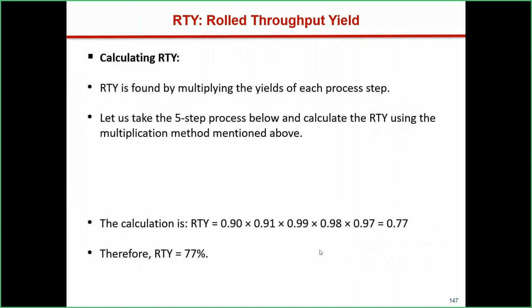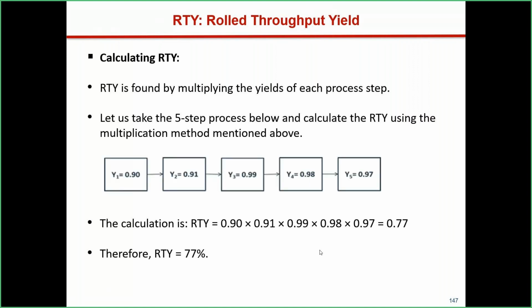So RTY is found by multiplying the yields of each process step. Now let's see how the yield is calculated. Let us take the 5-step process below and calculate the RTY using the multiplication method mentioned above. For example, the yield or output of process step 1 is say 0.90, process step 2 0.91, 0.99, and so on.